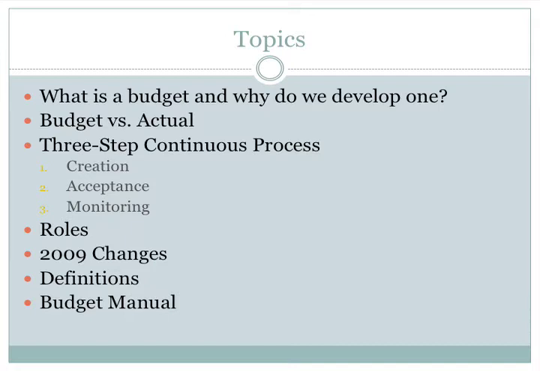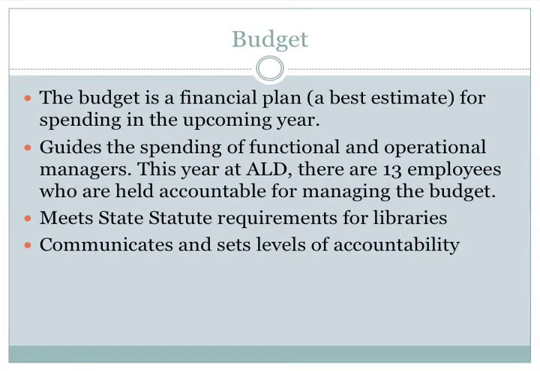Then we'll talk in general about the budget process, and there's three steps to that process that continue throughout the year. We'll talk about everybody's role in the budget, the 2009 changes, some definitions that you need to know or understand when we're discussing budget, and then the final thing is the budget manual, which is the tool that I had created. So as we talk about a budget, what is a budget?